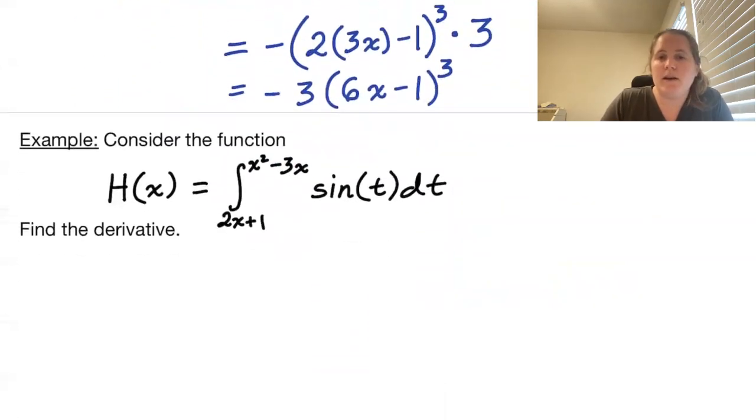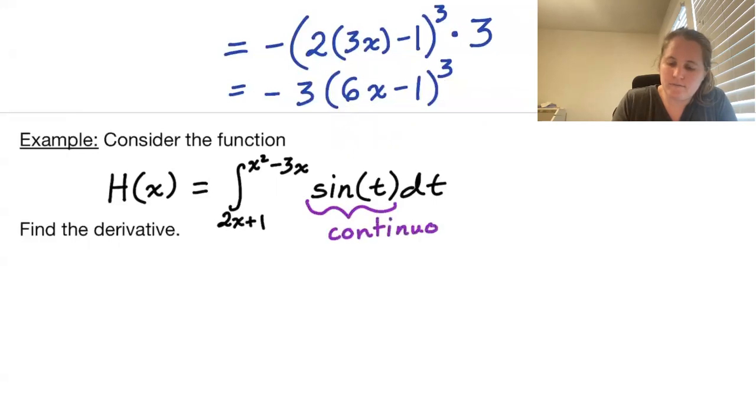Finally, here we have x's in both the lower and upper bound. So what we're going to do is split this integral at some value. You can use whatever you want. Keep in mind the fact that sine of t, again, is continuous. So we have x in both the lower and upper bound.